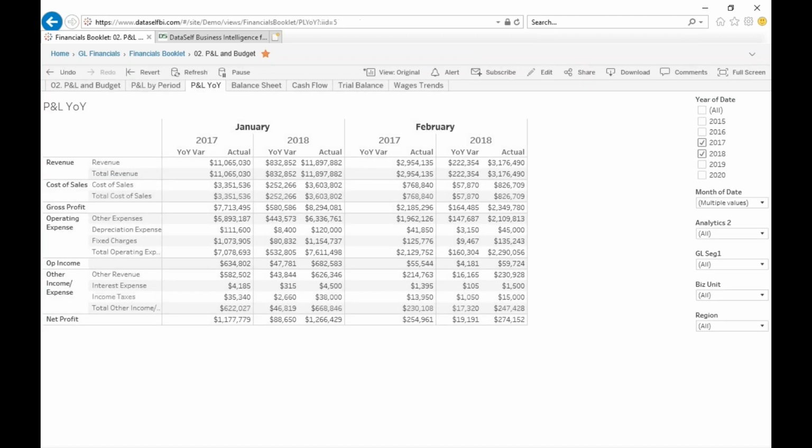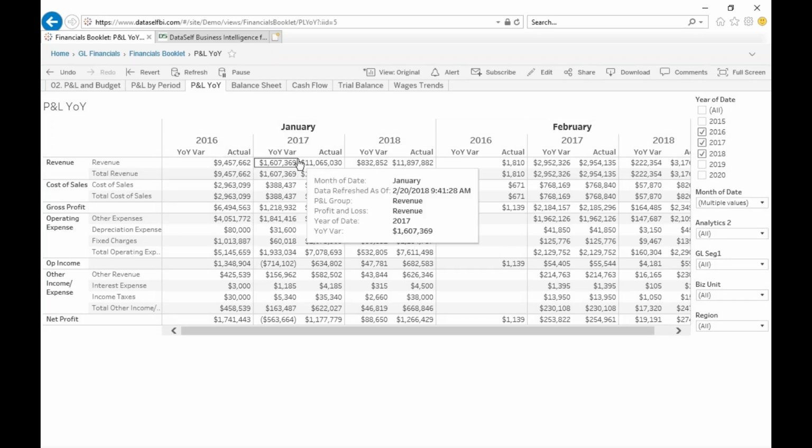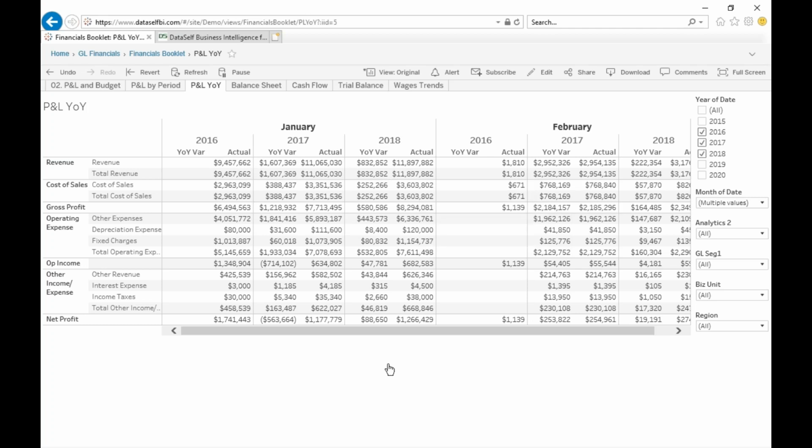On this tab, we see actual variances by period year over year. Let's add a third year to our analysis. So for every month, we see the 3 years, the actuals and the variations from the same period last year. These other 3 tabs are fairly self-explanatory and have similar navigation techniques available.